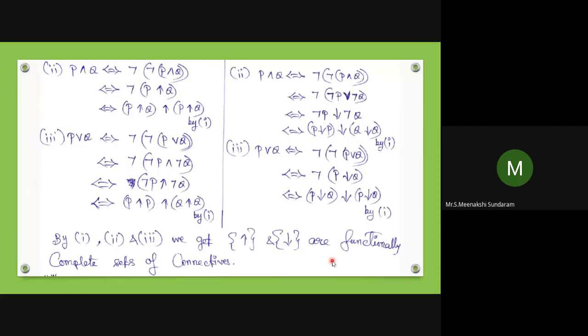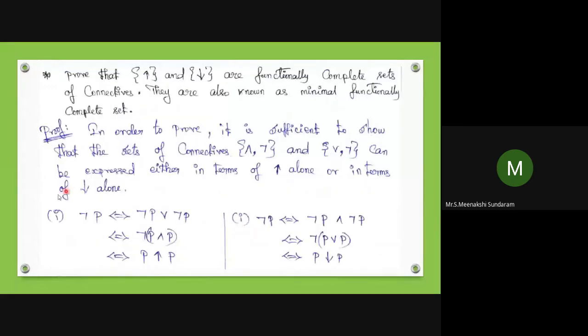P conjunction Q can be expressed by first applying the double negation law. Negation of P conjunction Q is nothing but P NAND Q. What is the previous one? What do you mean by negation P? Negation P can be expressed as P NAND P.